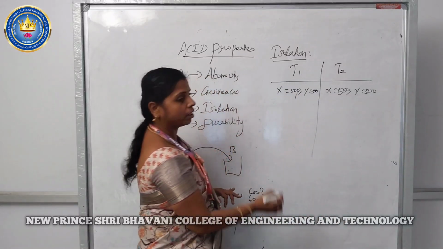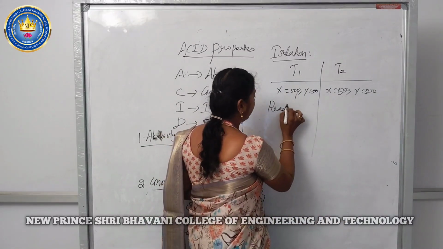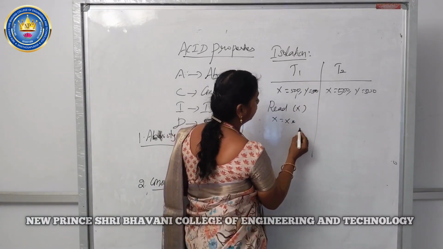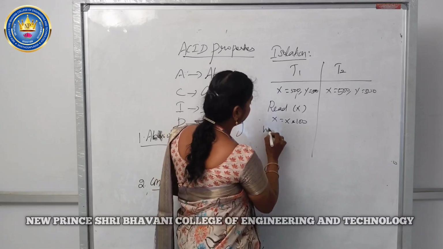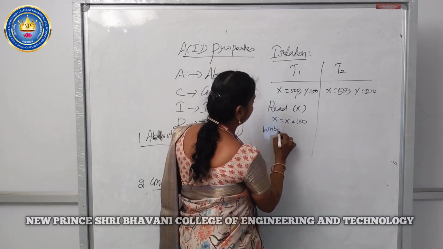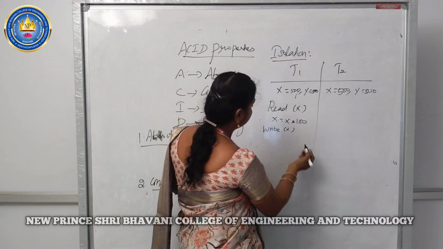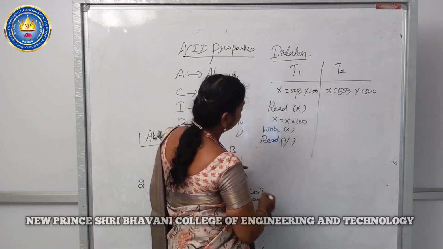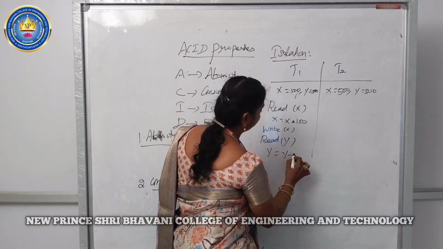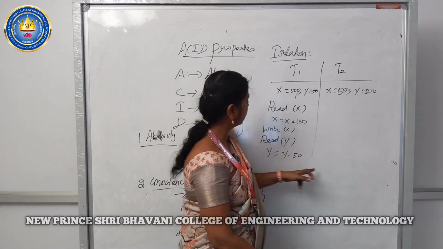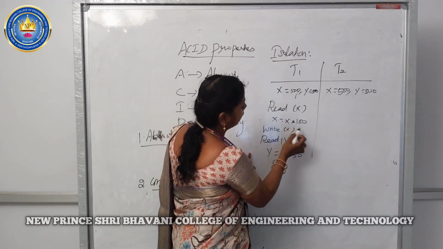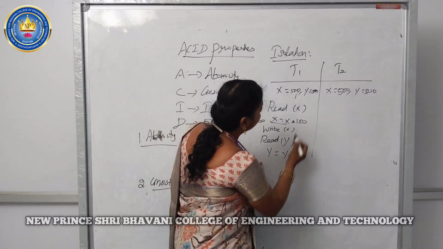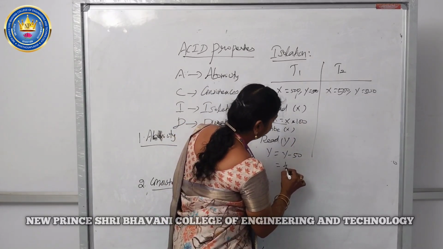We are going to perform operations on x. First we will read the x value. After that we calculate x equal to x into 100. Then we will write or store the x value. So, write x. Next we will read the next value y. Here also we are doing some operation, that is y equal to y minus 50. Here we are multiplying x with 100, so we will get 50,000. Here the y value is 500, so we will get 450.